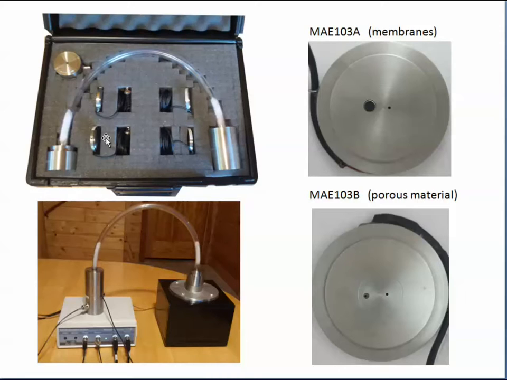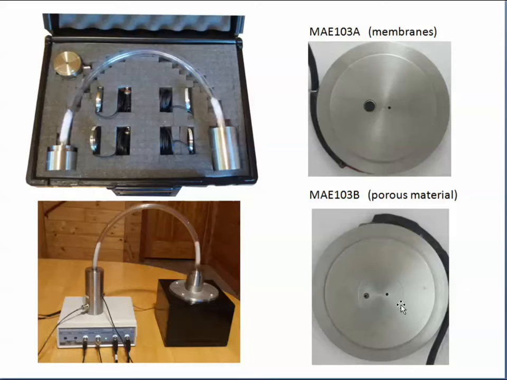The MAE103 sample holders are shown here. It ships with two of each. Here's two MAE103As, here's two MAE103Bs. On the right side here is a close-up of what the 103A looks like. There's a microphone embedded in the sample holder, and then there's a small port, which is the measurement port, that you will put a sample over top of.